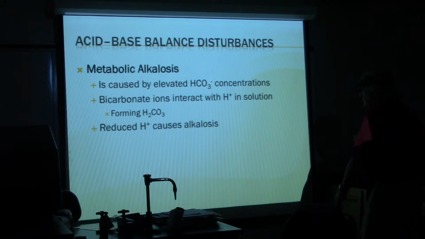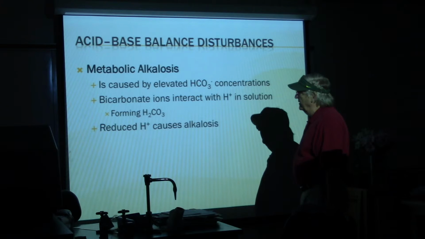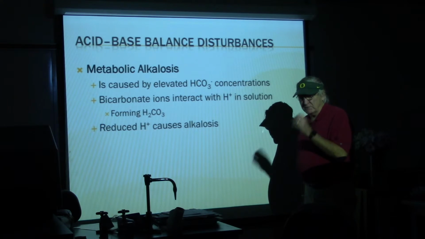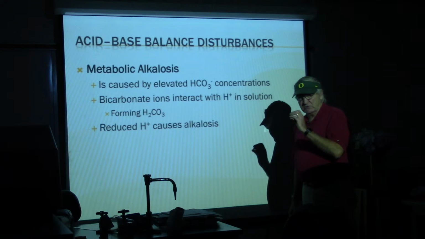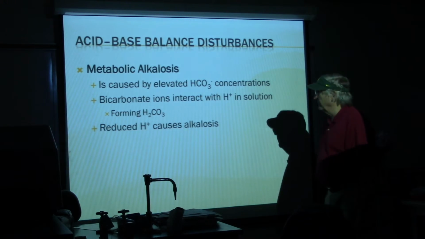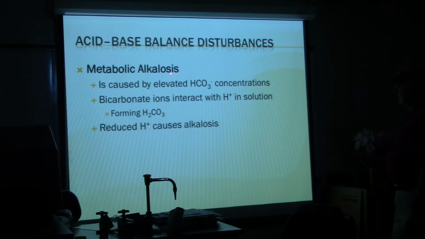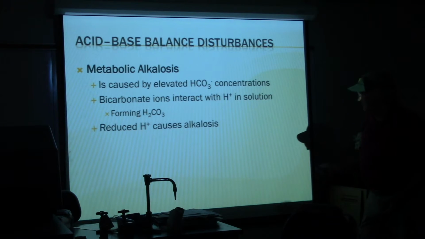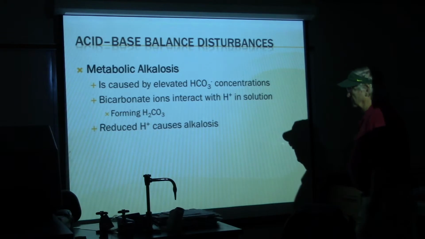Metabolic alkalosis is one we haven't talked about yet. It can be caused by an elevated bicarb level. Sometimes patients will take too much Mylanta or too much soda bicarb if they have like an acid stomach and they're just pouring that stuff down. That can actually give them a metabolic alkalosis. They eventually get a low hydrogen level. And if your hydrogen ion, your acid level, is low, you become alkalotic.